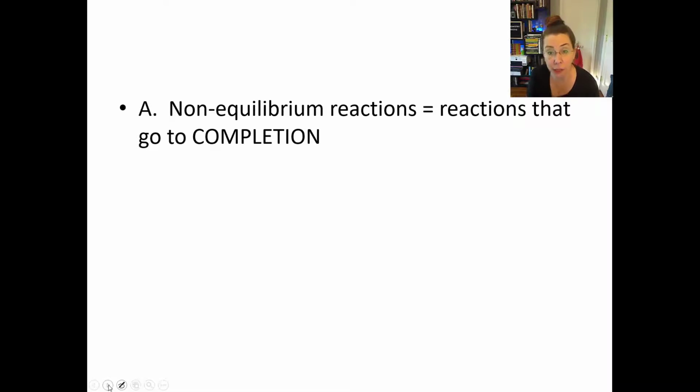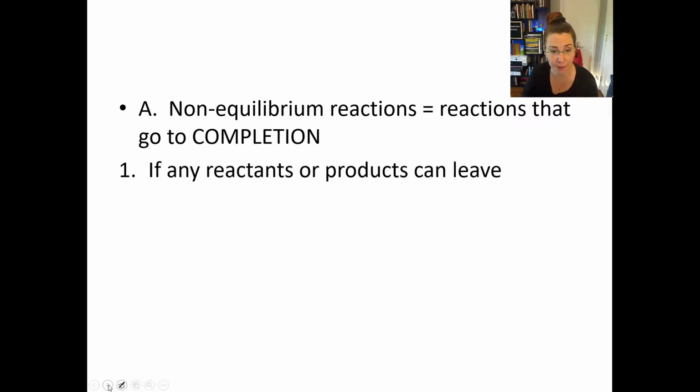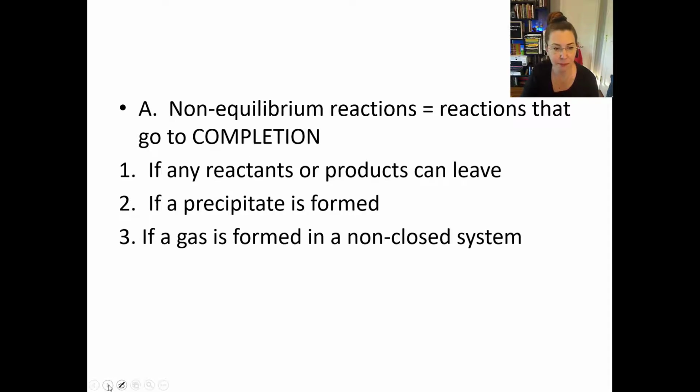So let's talk about some non-equilibrium reactions. These are reactions that never reach equilibrium, that will always go to what we call completion. So the first rule is if any reactants or products can leave, then we will go to completion. We will not have an equilibrium. If a precipitate is formed, remember, a precipitate is something that becomes insoluble in a liquid and thus becomes unavailable to react. If something is unavailable to react, it's the same as it leaving that system. So we can't reach equilibrium.